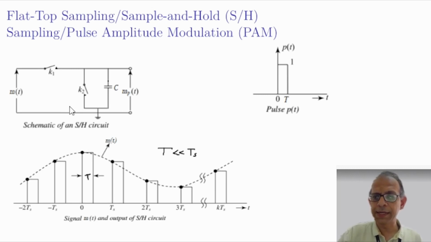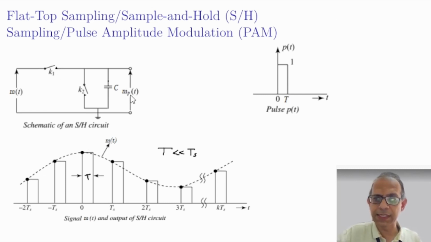A simple circuit to obtain a flat top sampled signal is shown here. It comprises two switches K1 and K2 and a capacitor C. The continuous time signal m of t is applied at the input here, and the capacitor voltage is the output sampled signal. We denote that by m subscript p of t. The process is as follows.